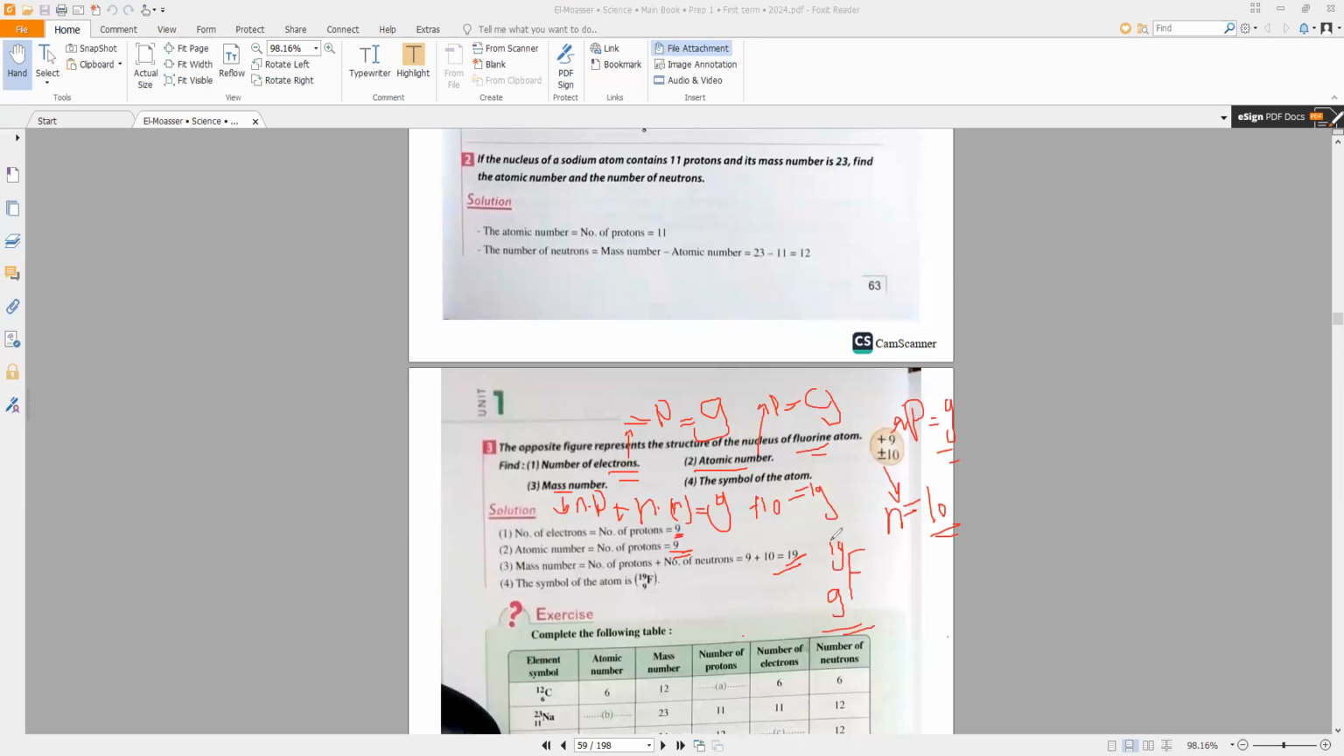So if you want to solve this problem correctly, you must translate the figure: positive means protons and neutral means neutrons. If you calculate the number of protons and the number of neutrons in the correct way, you can answer this question very easily. Let's answer another example.